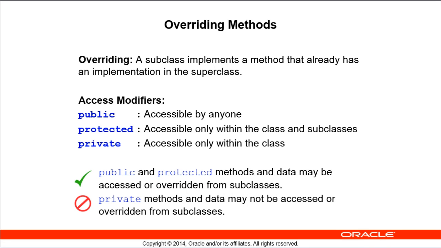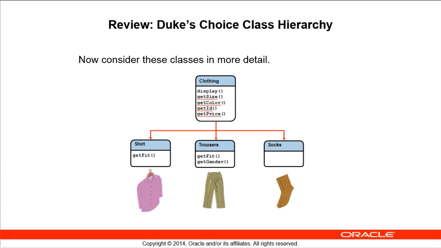Now, keep in mind that only non-private fields and methods can be accessed by a subclass, so public and protected methods and data can be accessed or overridden, while private methods and data cannot. Let's take a look at these classes.